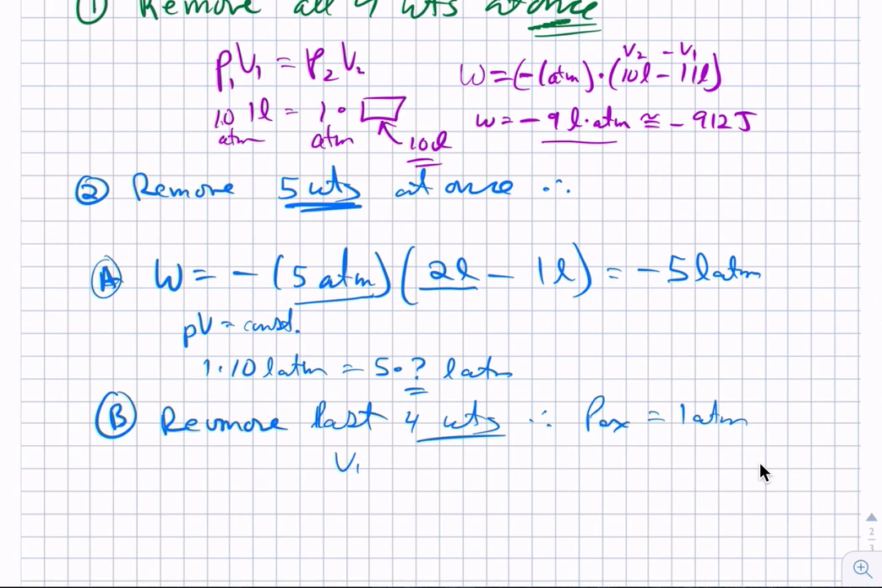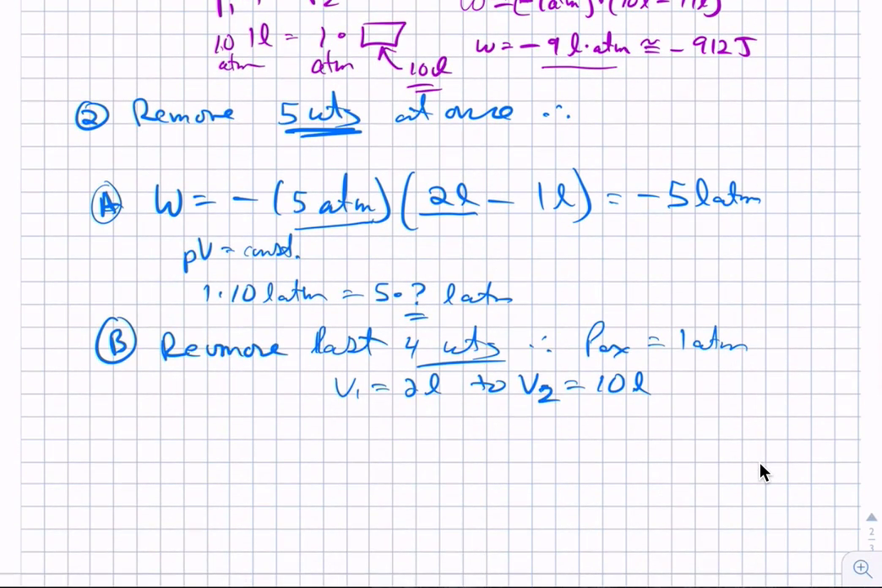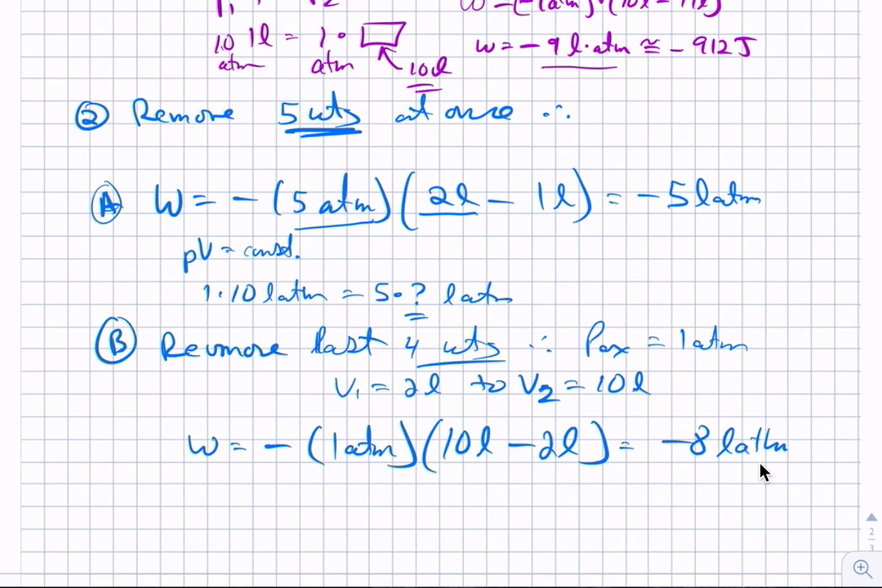let's say V1, which will be 2 liters, to V2, or final, which will be 10 liters. So the work involved is going to be minus P external. In this case, we're pushing against 1 atmosphere because we've removed all 9 weights at this point. And our final volume is 10 liters. Our initial volume is 2 liters because we're starting from that different position. So we're going to have minus 8 liter atmospheres.